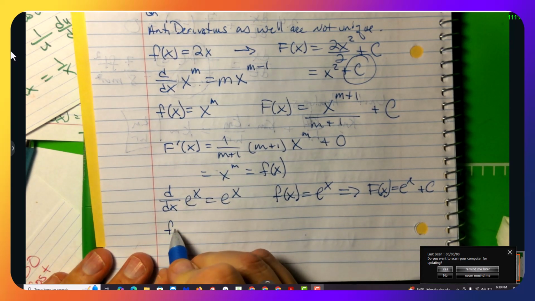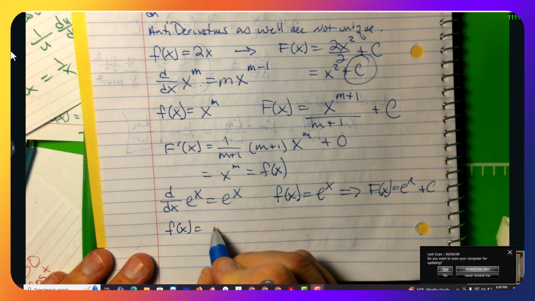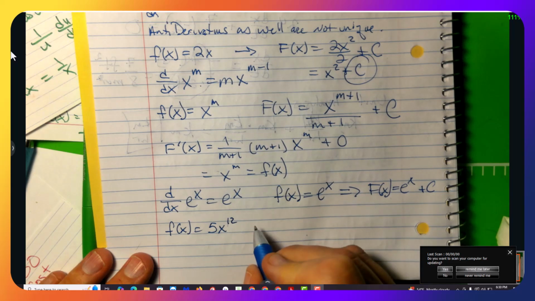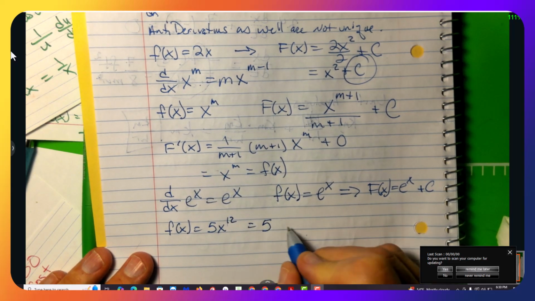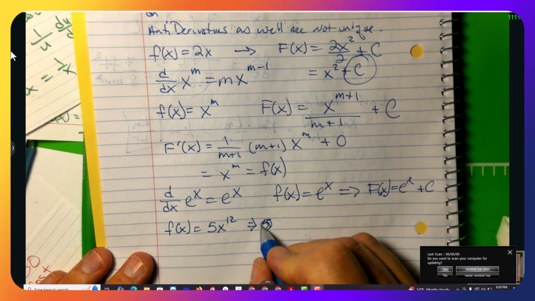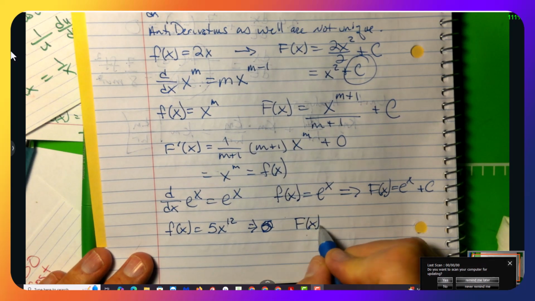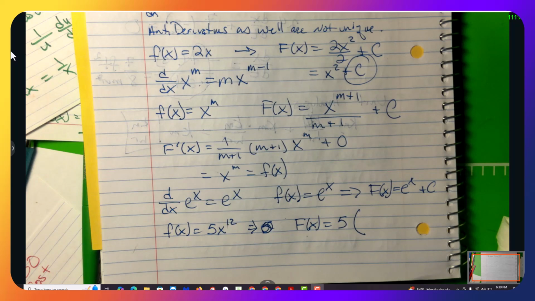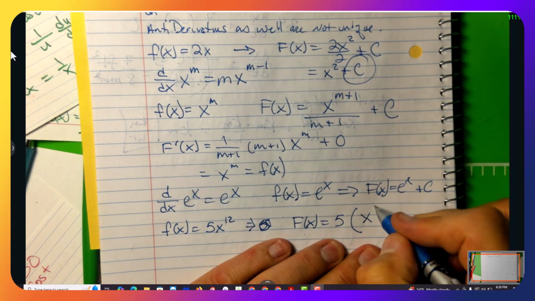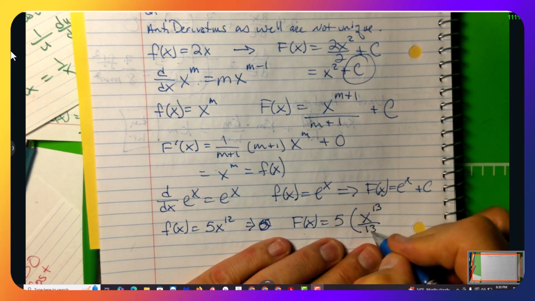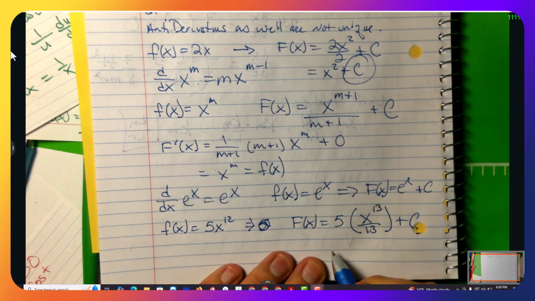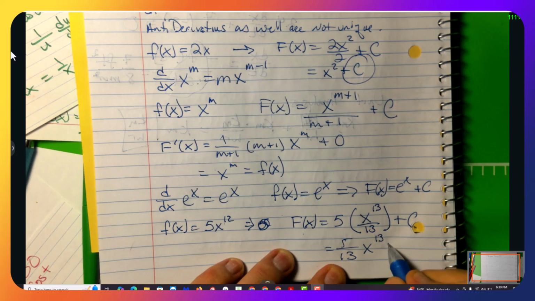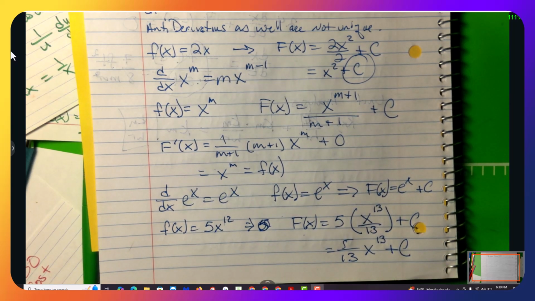If, I don't know, how about we have 5x to the 12th? Okay, I'm going to leave the constant alone. Oops, wait 1 second. Antiderivative. Okay. Now I'm going to factor the scalar out. I gain a power. I divide by the new power, and I add the constant. So this is 5/13 x to the 13th plus constant.